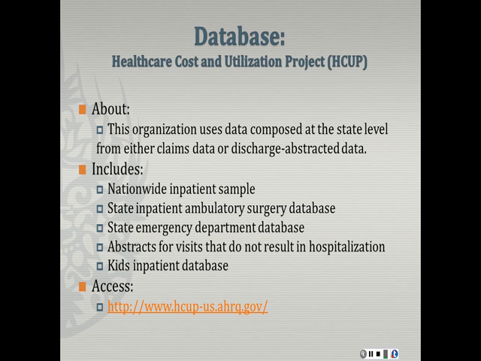The first one is the Healthcare Cost and Utilization Project, or HCUP. Now, this organization uses data that's composed at the state level, and it comes from either claims or discharge abstracted data. And what's included in here is the nationwide inpatient sample, state inpatient ambulatory surgery database, state emergency department database, abstracts for visits that do not result in hospitalizations, and the kids' inpatient databases. This all can be accessed at this website.